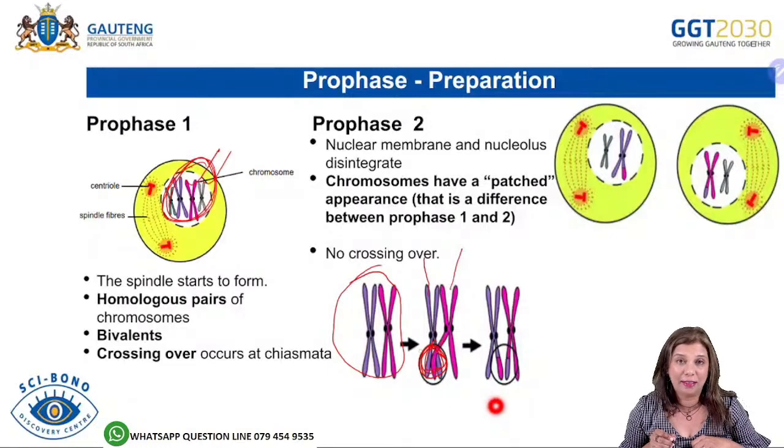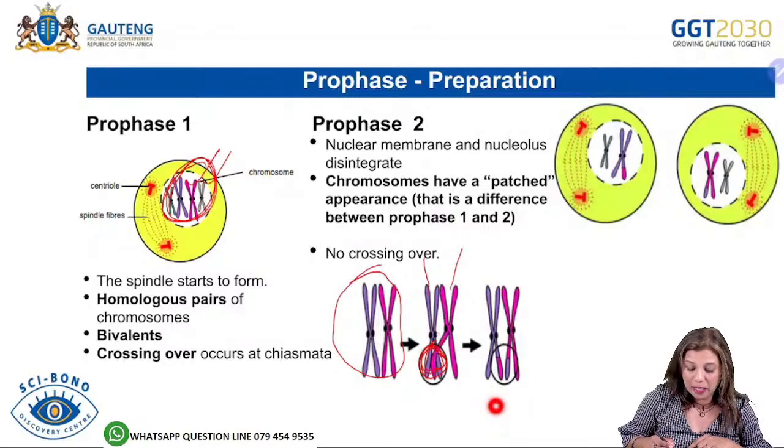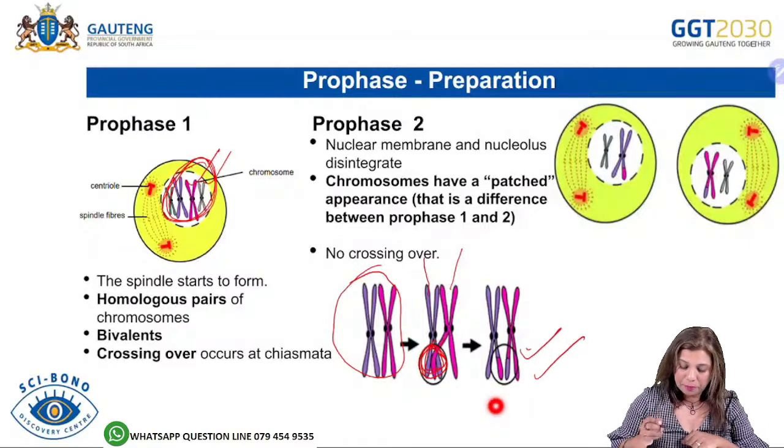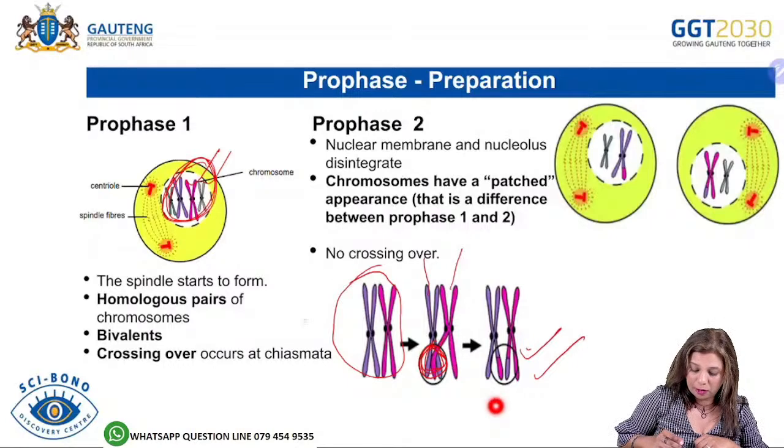So if you're looking at this diagram and you want to reference it, the pink actually becomes part of the purple, and the purple becomes part of the pink, as we can see in that diagram. Okay, do you see that? So this is crossing over.